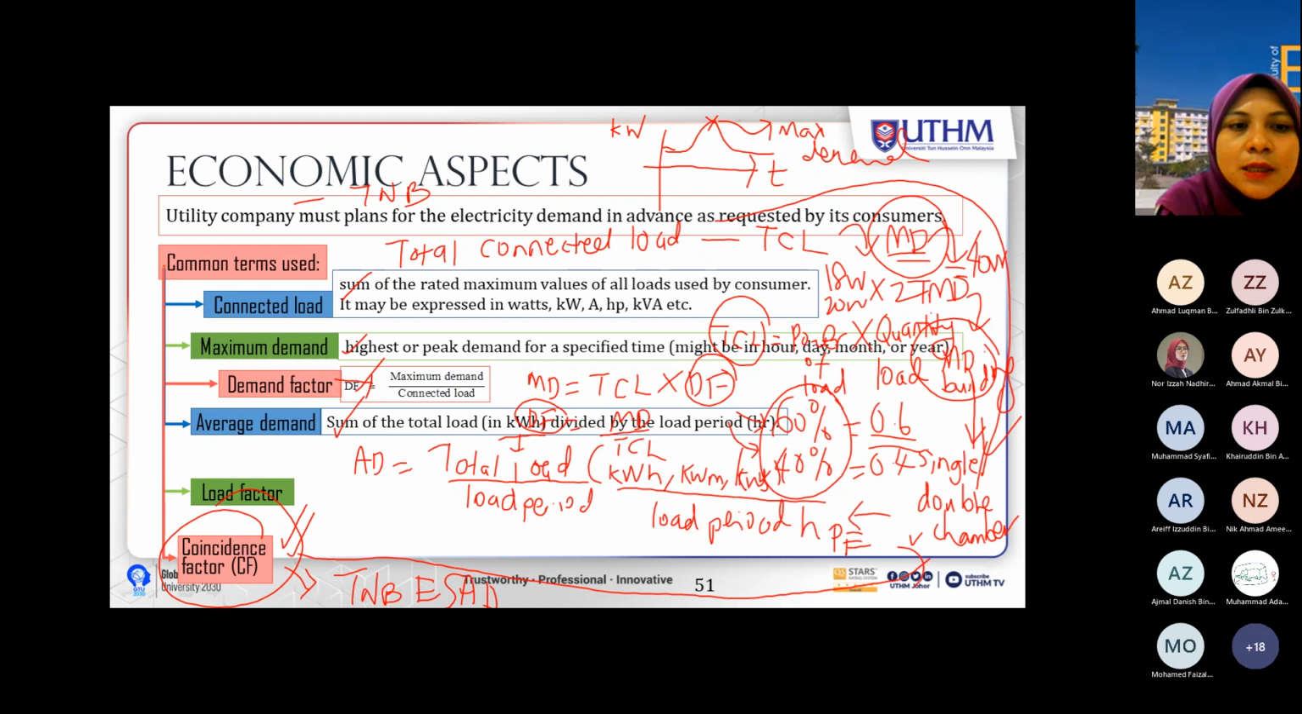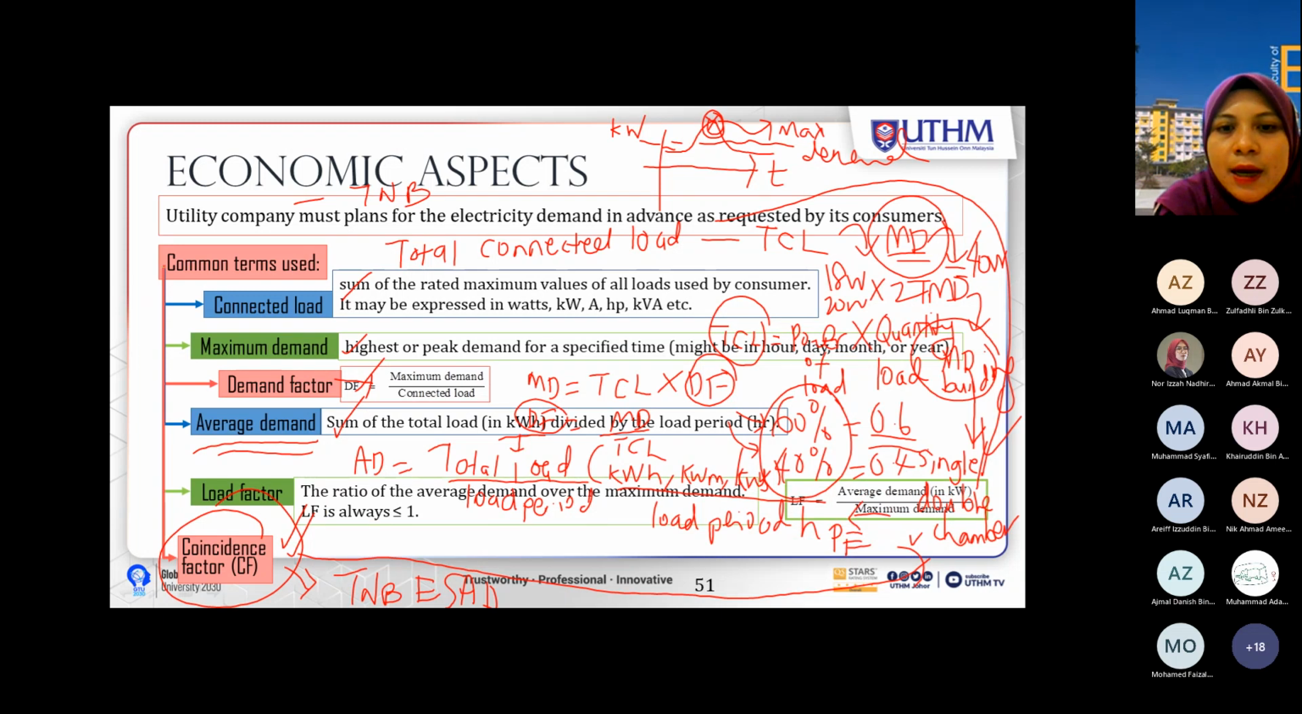So, the purpose is you want to see what is the average, purata lah. Maksudnya demand ni purata dia berapa. Macam ni kan kita kat this one maximum. Maybe purata. Berapa purata demand for that particular building ke scenario ke whatever. And then we have the load factor, the ratio of the average demand over.